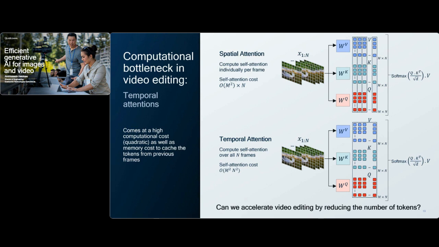which is needed to cache the tokens from the previous frames. If you want to compute this temporal attention, you need to cache all the tokens from the previous frames or from the whole video. That can be quite expensive if you don't have a lot of memory available. In this work, which we call object-centric diffusion, another CVPR submission from last month, we investigate whether we can accelerate video editing by reducing the number of tokens, because this number of tokens seems to be the key to the performance.